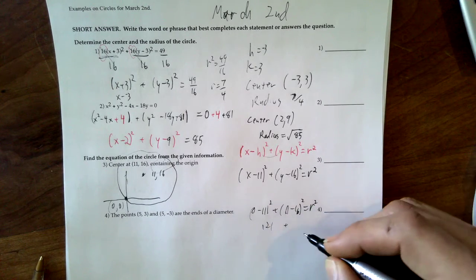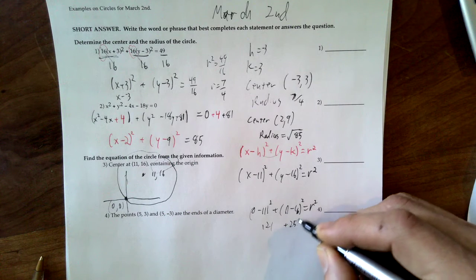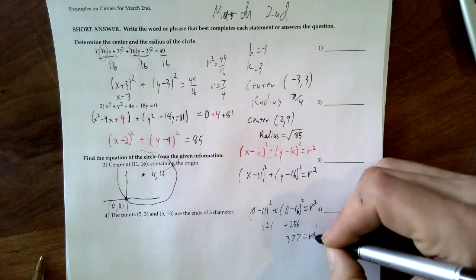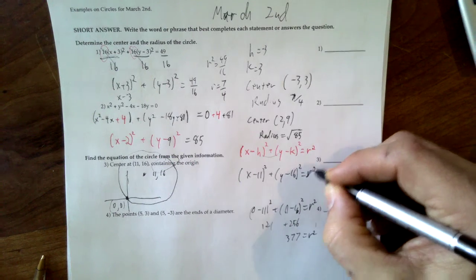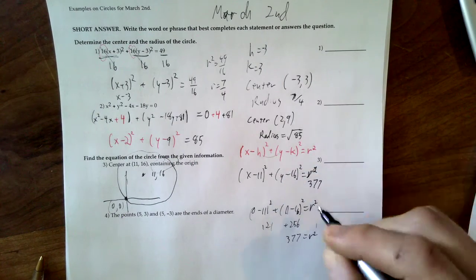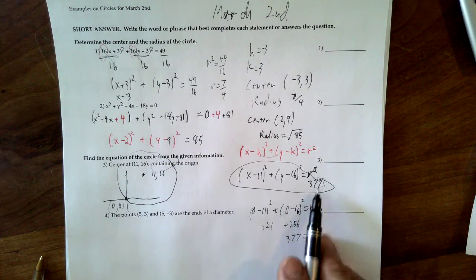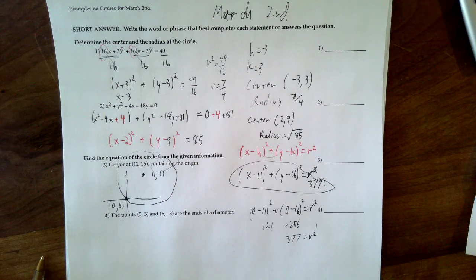That's 121. 256, 377 equals r squared. So the radius squared has to be 377. That's my equation. The radius is the square root of 377, but that's the equation for it now.